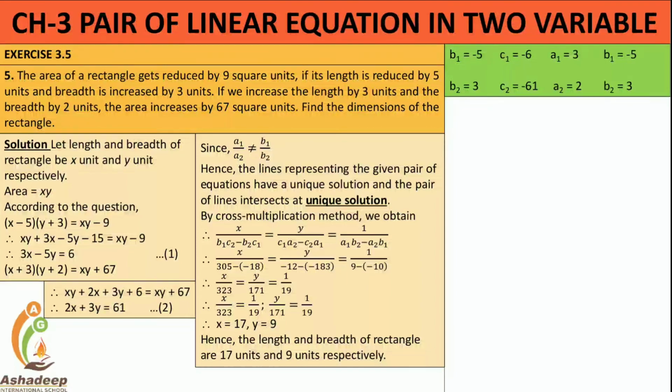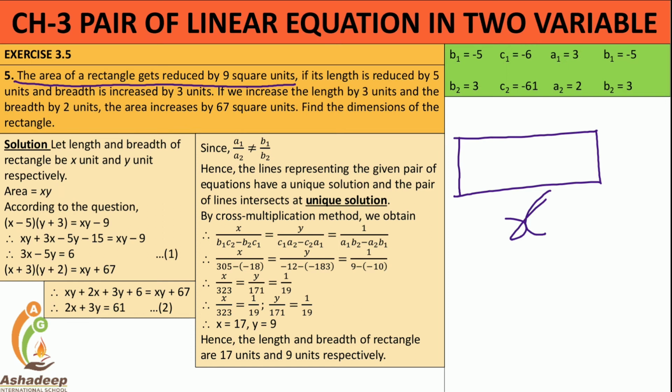Last question. The area of a rectangle gets reduced by 9 square units. Now what is the rectangle? Now this is the rectangle whose length is, for example, x and breadth is y. So what is the area of the rectangle? The area of the rectangle is x into y. Now it is reduced by 9. That means xy minus 9.